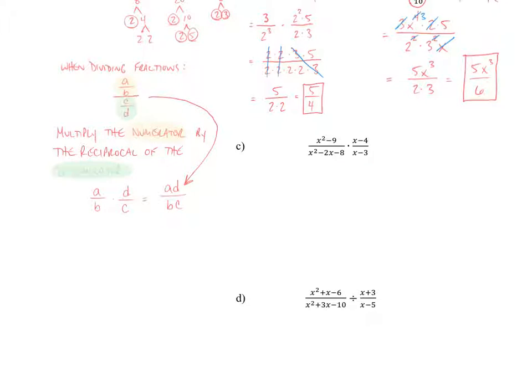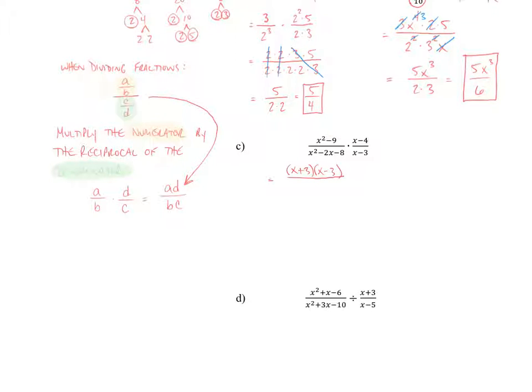So luckily we're not dividing here, so we're not going to have to do any reciprocal business. But we can factor everything, which is what we should always do first anyway. So I'm going to factor all of my polynomials that can be factored. My numerator of this first fraction can be factored using difference of squares. So I'm going to rewrite this as x plus 3 times x minus 3.